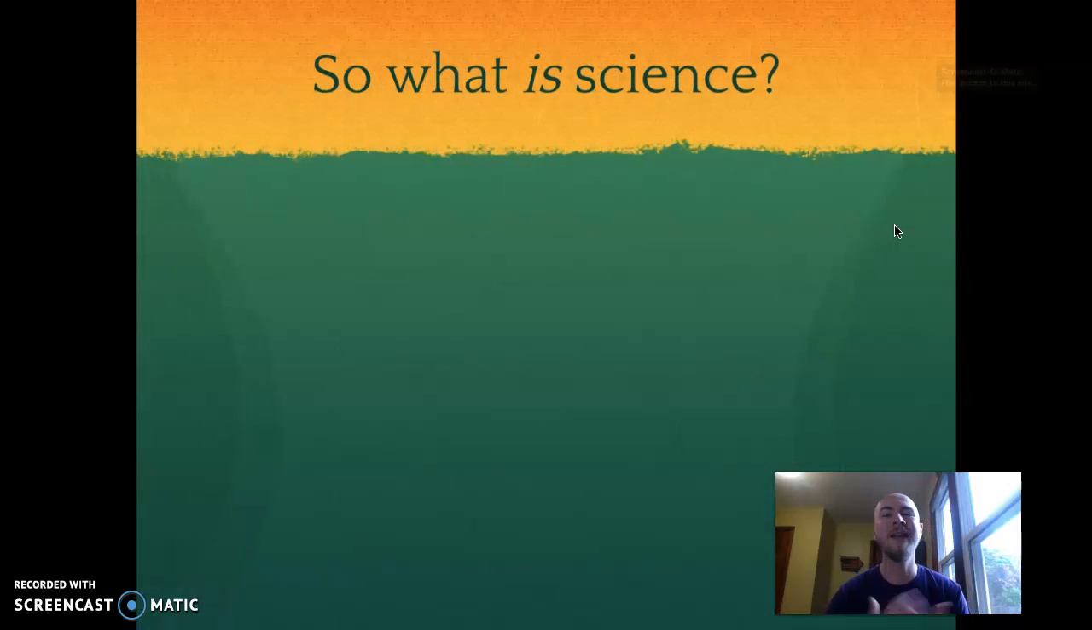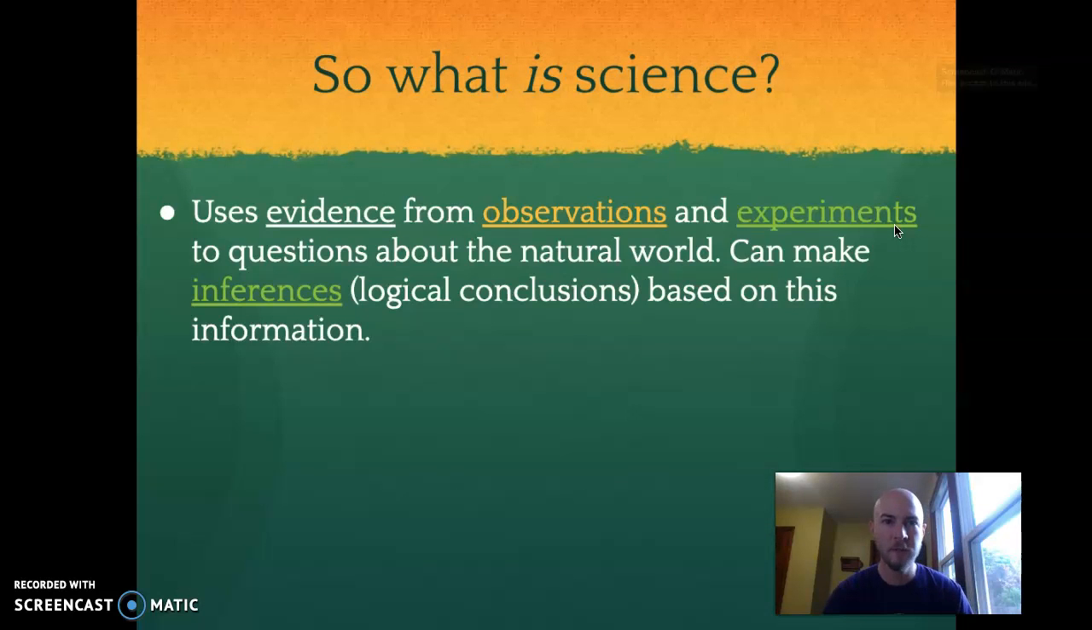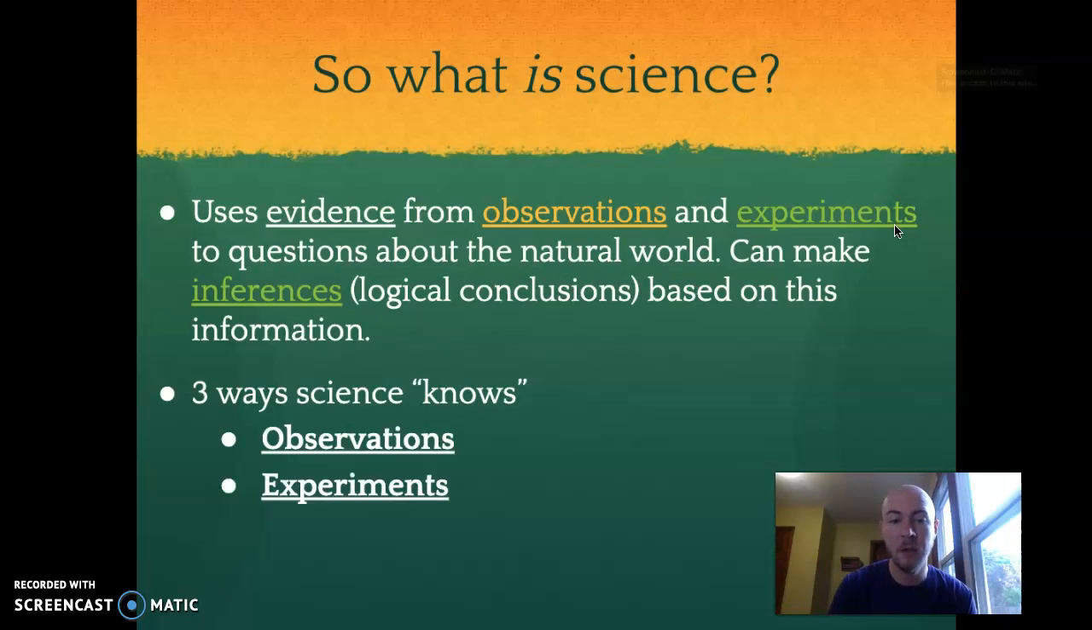All right, so what is science exactly? Well, first things first, science is going to use evidence from our observations and our experiments to answer those questions about the natural world. We can also use inferences, which are logical conclusions based on that information. So looking through this, we need to use evidence, and we can get evidence from 3 sources. The 3 ways science knows would be our observations, our experiments, and our inferences. And remember, inferences is one that we may not have talked about too much.